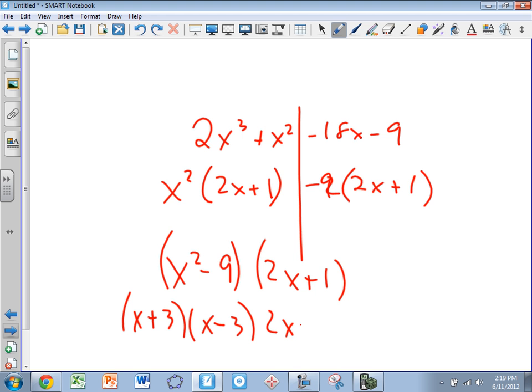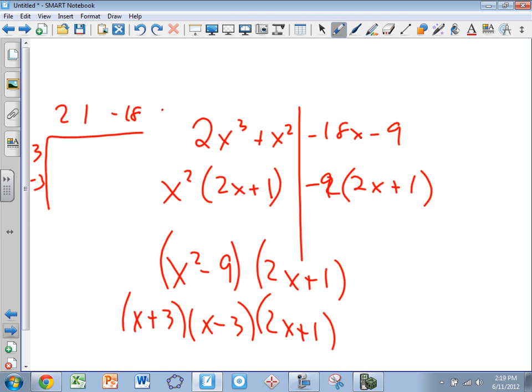Now, had you done synthetic, your only answers that would have worked would have been 3 or negative 3, because this turned out to be a fraction, right? The root of this would be negative 1/2. Again, if you made a t-chart, you set this equal to 0, you move the 1 over and divide by 2. So this will not help you.